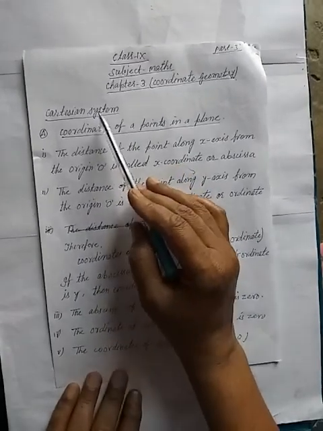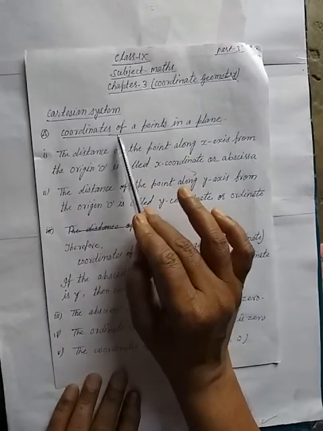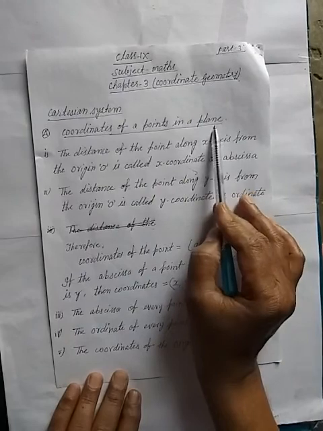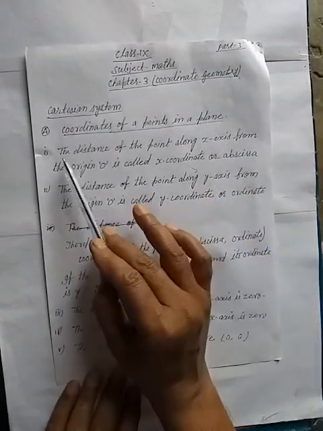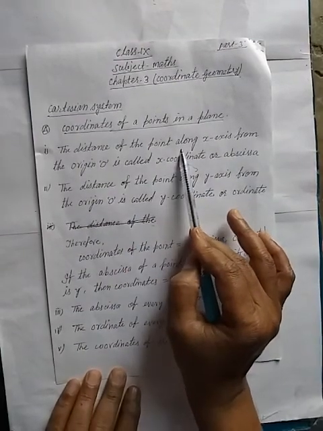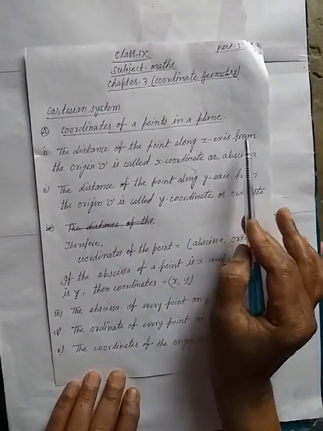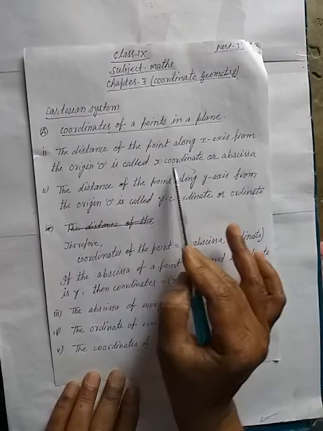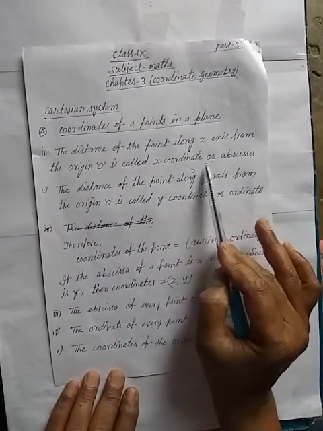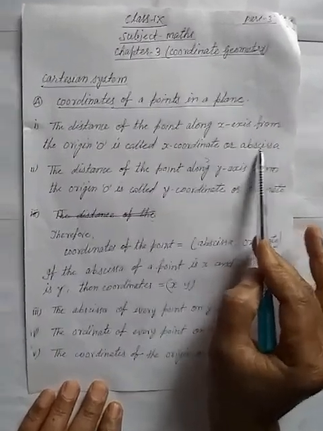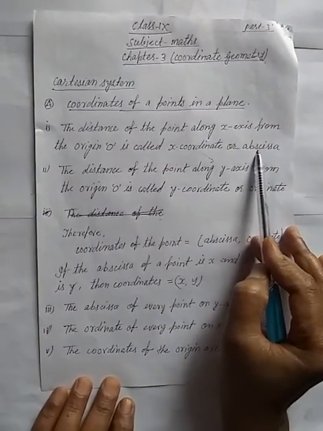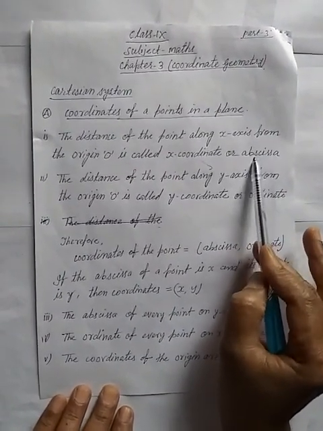So now some points are given below. A. Coordinates of a point in a plane. I already discussed the plane. Okay, so now first point: the distance of the point along the x-axis from the origin is called the x coordinate or abscissa. Okay students, abscissa, be very careful. This is the most important word for you.